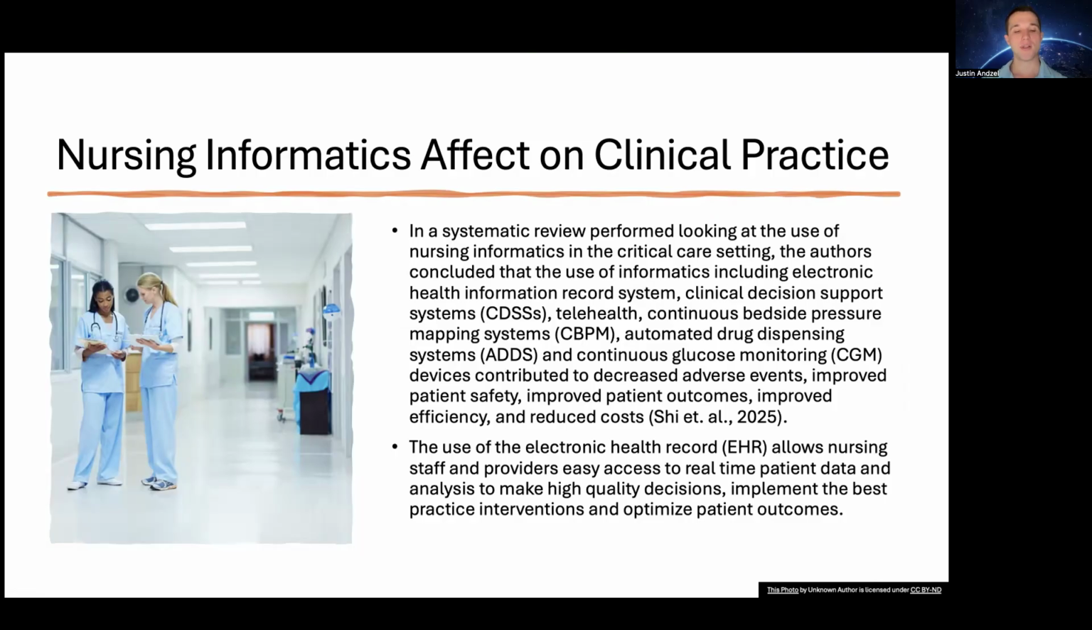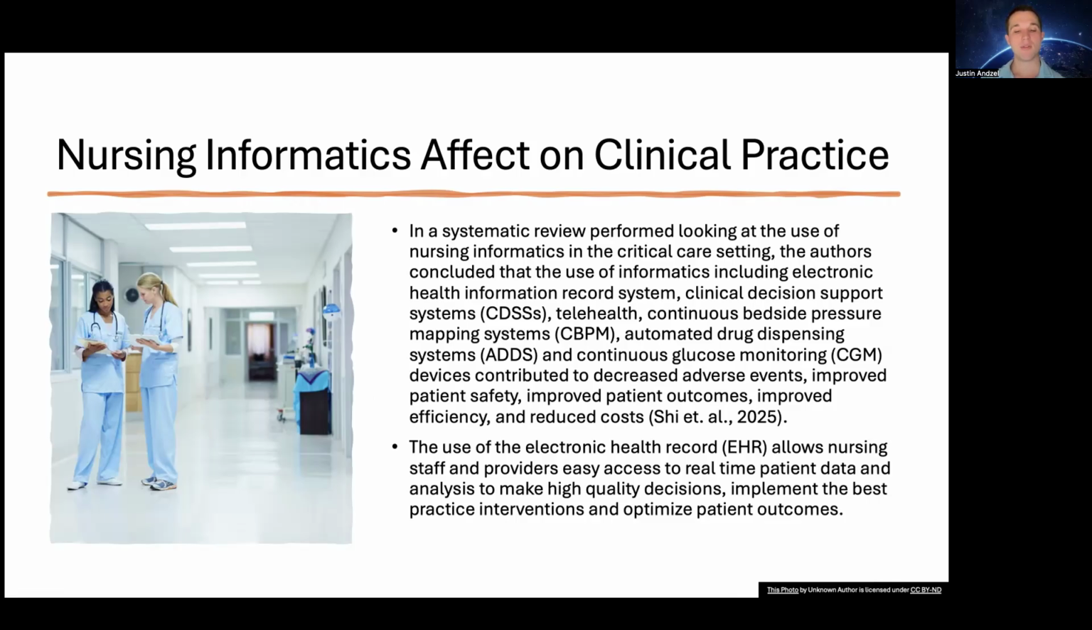The authors concluded that the use of informatics, including electronic health information record systems, clinical decision support systems, telehealth, continuous bedside pressure mapping systems, automated drug dispensing systems, and continuous glucose monitoring devices contributed to decreased adverse events, improved patient safety, improved patient outcomes, improved efficiency, and reduced cost.